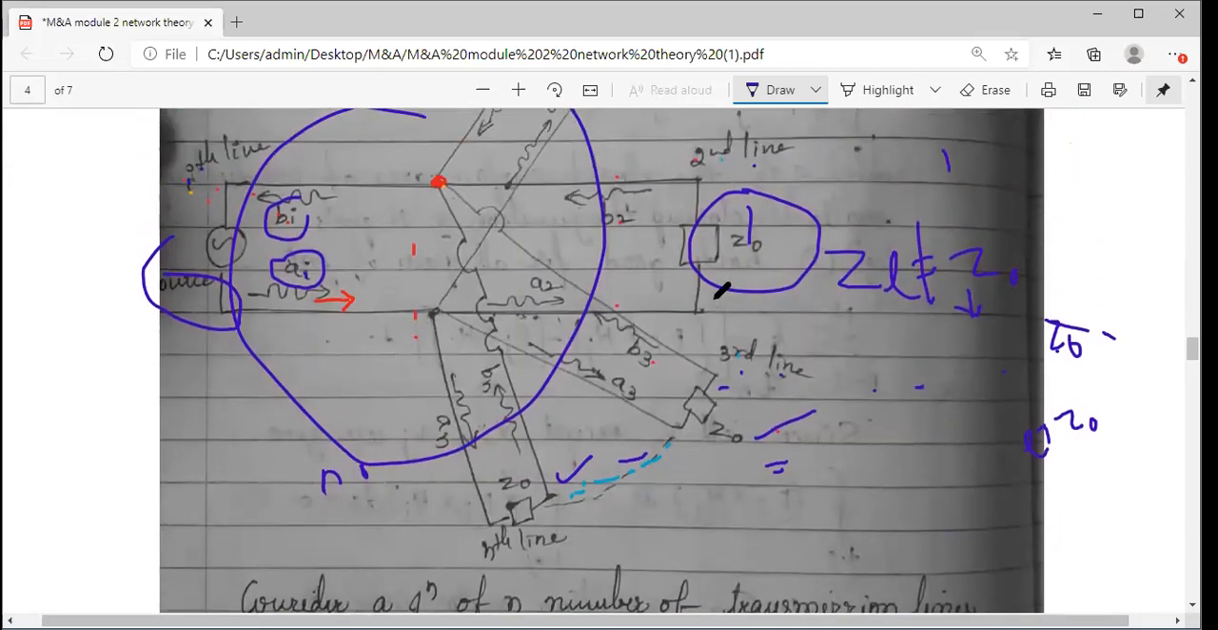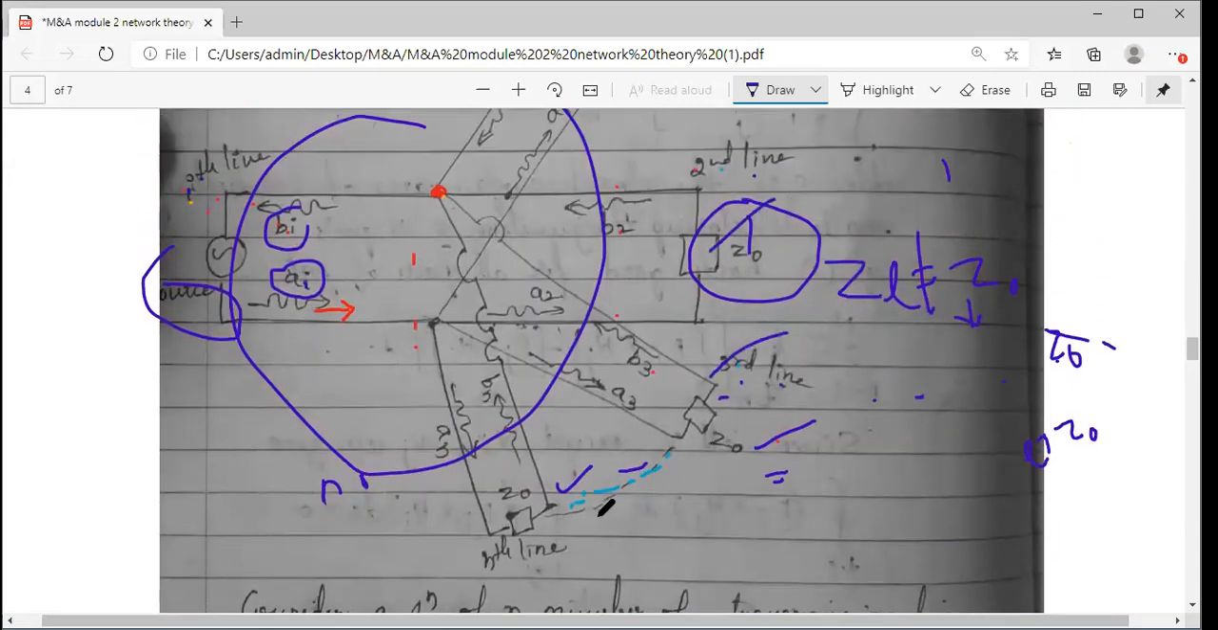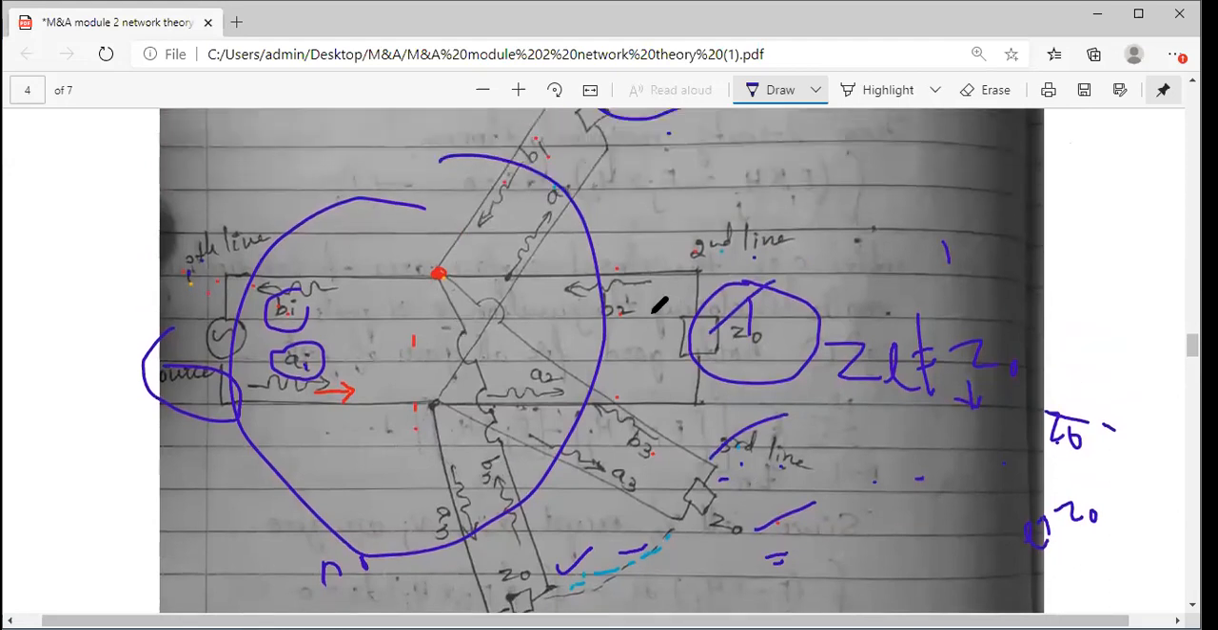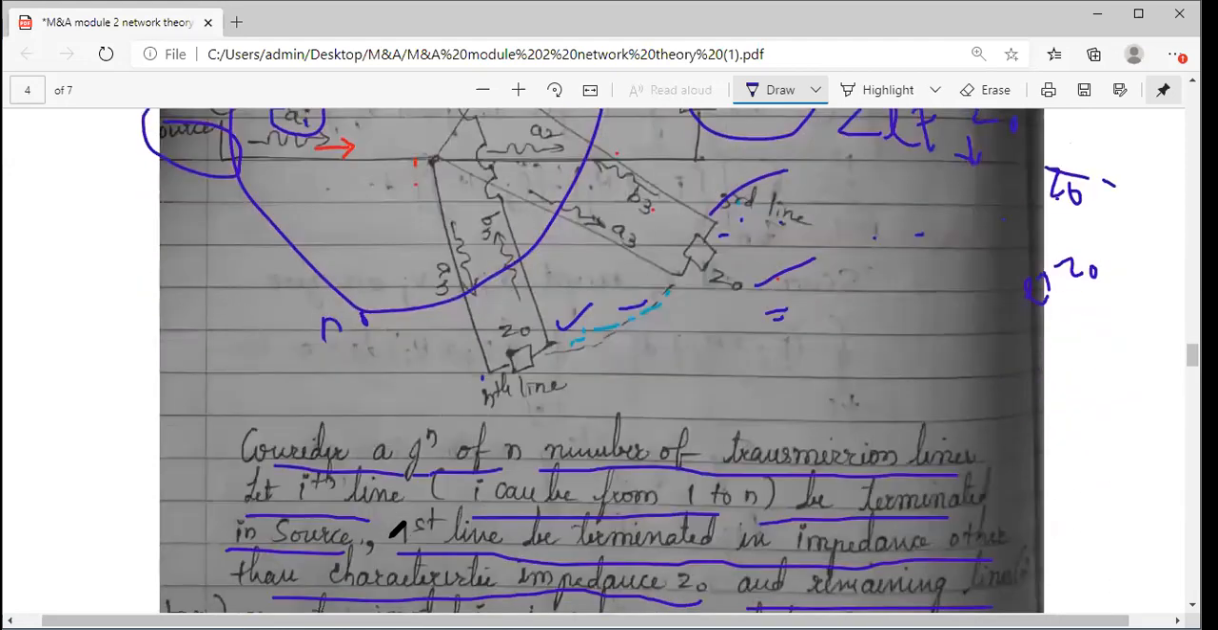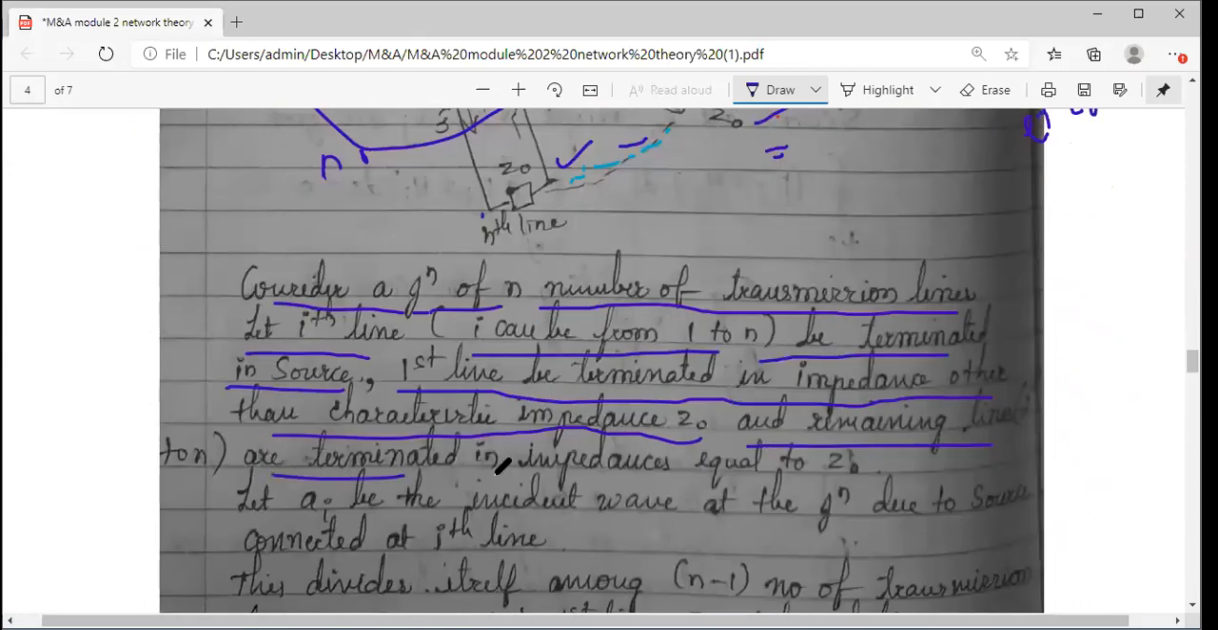And the remaining lines, what are the remaining lines? Second line, third line, fourth, fifth, sixth up to n lines, except the first one, all other lines are terminated with load impedance equal to Z0. Because of this, what will happen? Second, third, fourth up to n lines, they don't have any reflections. Only the first line will have reflections.